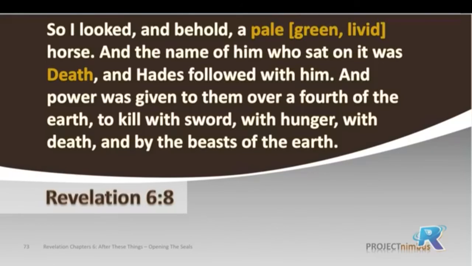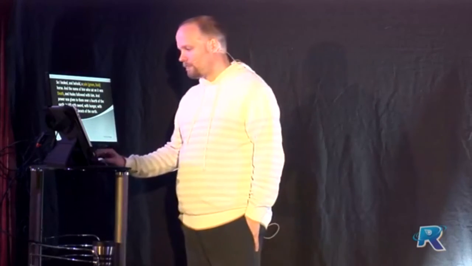I want to pull a few things out in that. One, the fourth rider is not one person, but two, death and Hades. Second, did you read what it said? And power was given to them over a fourth of the earth, 25% of the population of the planet, when this seal opens. Do you not think by the time the wars have ended, by the time the famine has killed who it's going to kill, whoever's left gets wiped out by 25% of this fourth seal, that people will be ready to accept anybody that will bring them peace?